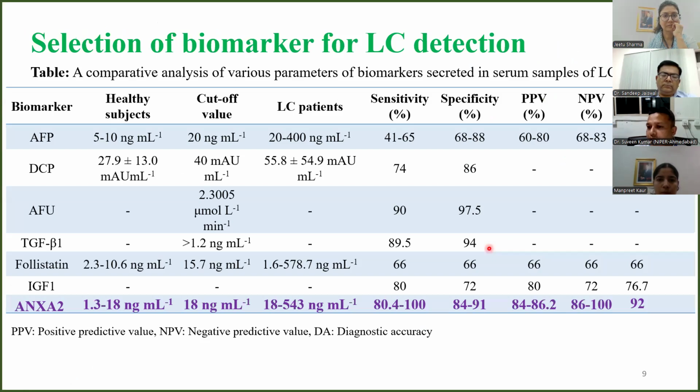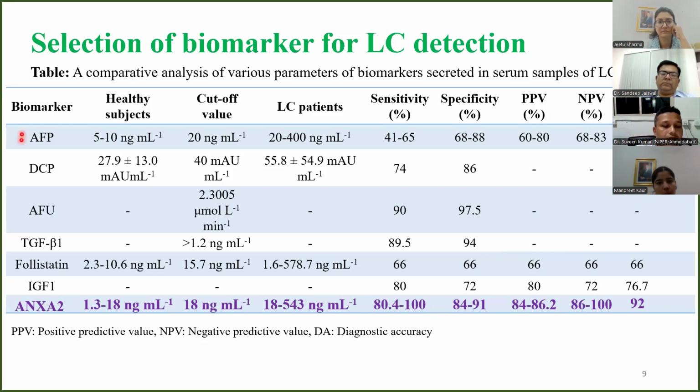When we started this work, we summarized, and we saw, that more than 140 biomarkers are secreted in biological fluid. Among these 140, it is very difficult to summarize them all here. So we have shortlisted the best six or seven biomarkers that can be used for the detection of liver cancer.